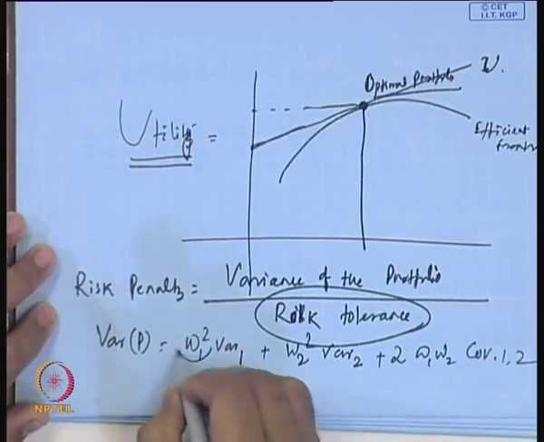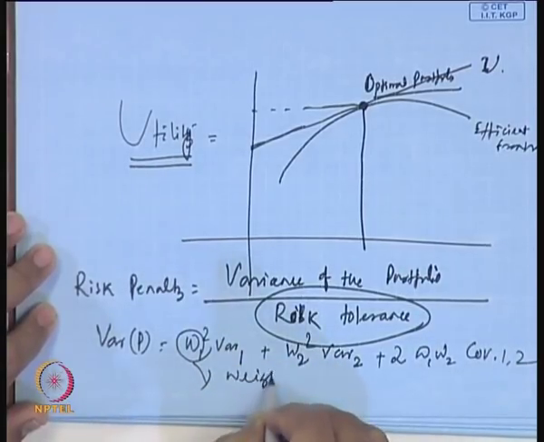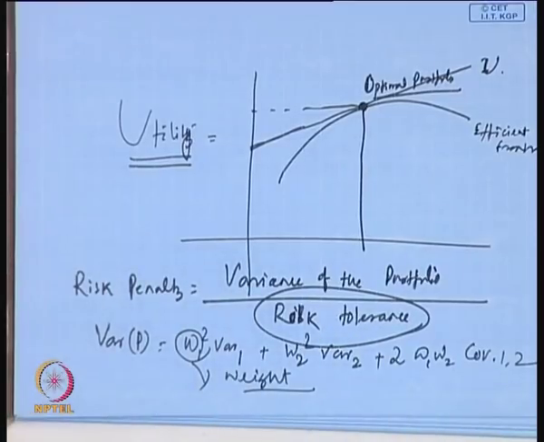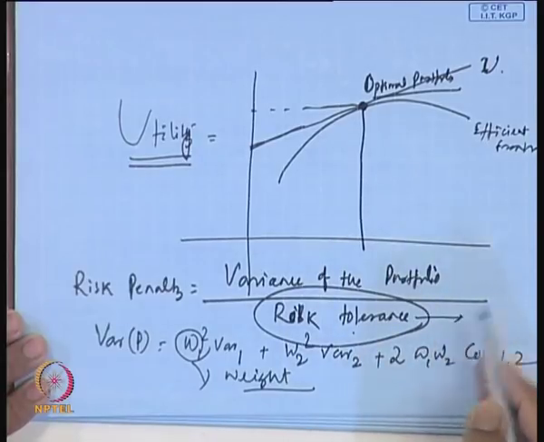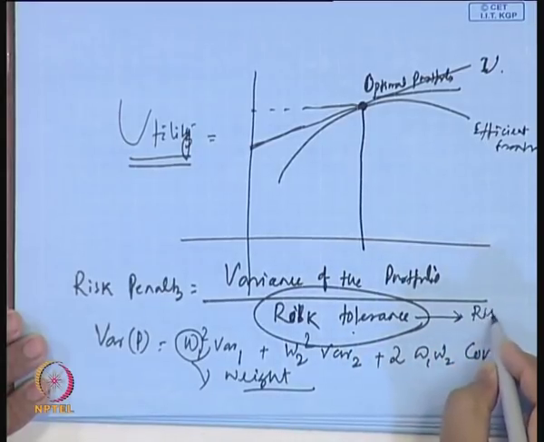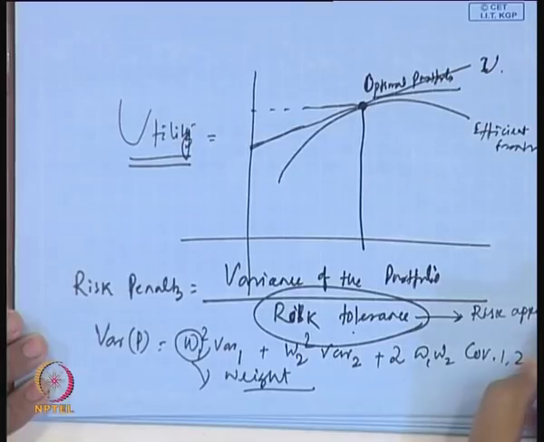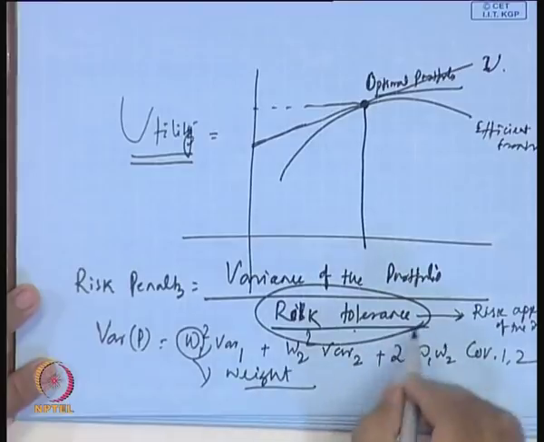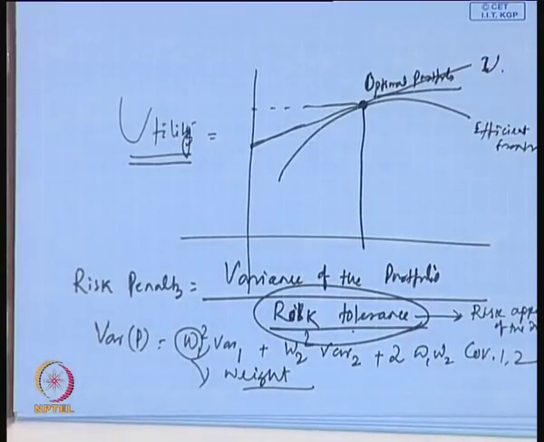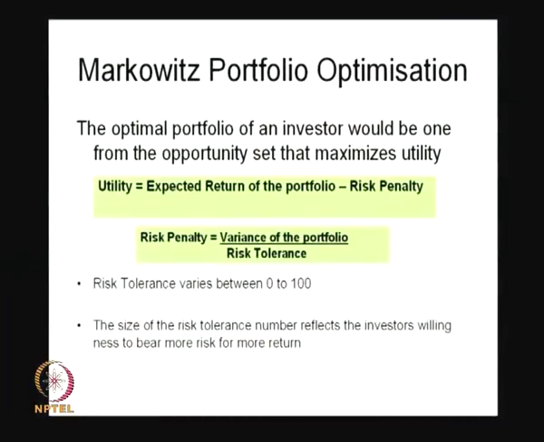W is the weightage we are giving, or the proportion of the total funds which are allotted to that particular asset, divided by the risk tolerance. Risk tolerance is basically the risk appetite of the investor. But the question here is, the risk tolerance limit is subjective in nature, or we can say it is a more psychological variable than a quantifiable variable. But according to Markowitz, the risk tolerance varies between 0 to 100.